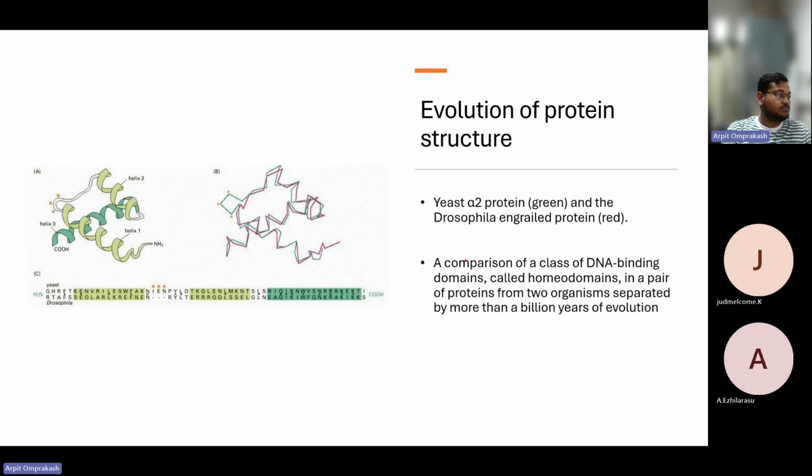Even in the sequence, we have similar kinds of positively and negatively charged amino acids present, and a similar structure is something that we can observe here. So proteins that are highly conserved, proteins that are highly essential for certain very important tasks, generally tend to have a similar structure that does not change over evolutionary time that easily.